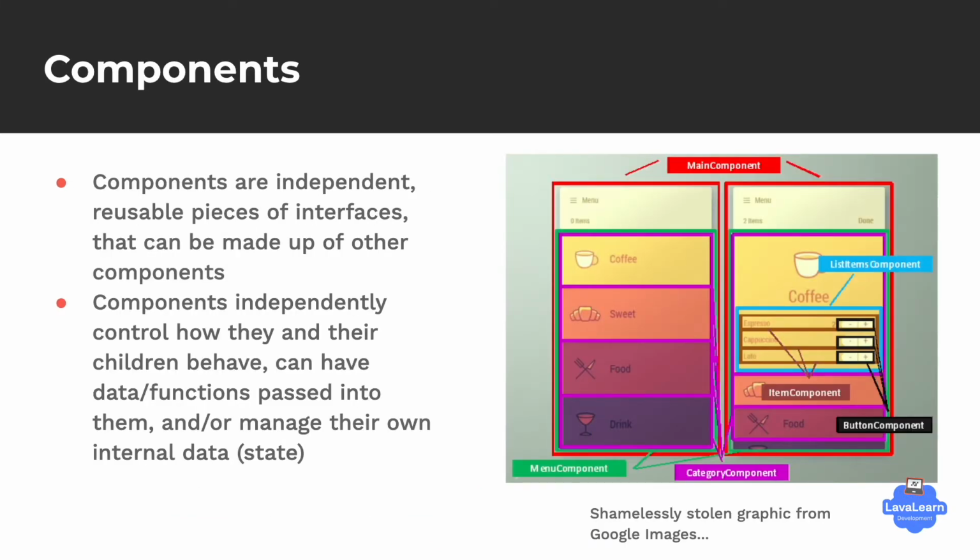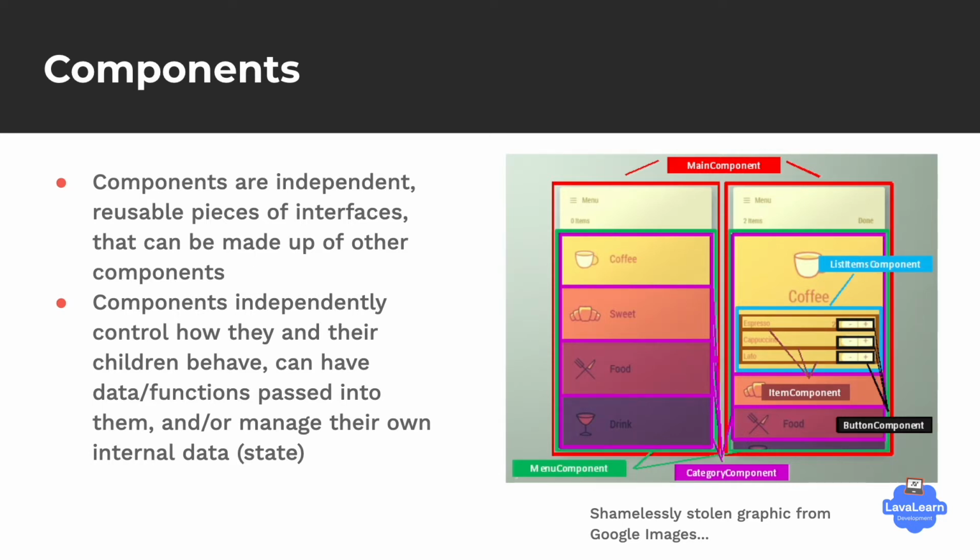So now we're on to the heart of what React is made of, and React is made of components. Components are independent, reusable pieces of interfaces that can be made up of other components. On the right is an example of an interface and how you might split it up into different components. For example, you have this main component, which might have a menu component made up of different categories. On the right, you might have these list items components within a larger list component. You might have these granular button components. So basically, I'm hoping what you can recognize here is that components have a relationship with each other, and you can break it down into a tree-like format.